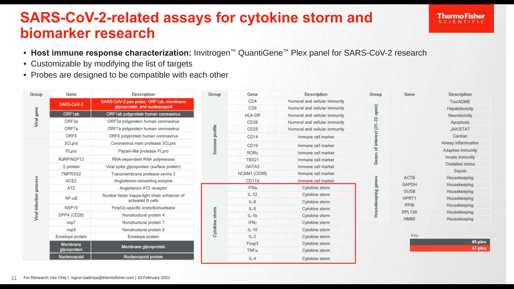To further characterize the host immune response to SARS-CoV-2 on a transcriptional level, the targets for cytokine storm research are also available on the QuantiGene platform, and there are highly customizable assays. QuantiGene Plex can incorporate host and virus targets in the same panel, allowing the relative gene expression data to be obtained for these targets from the same sample.